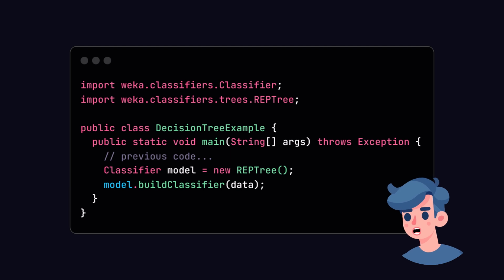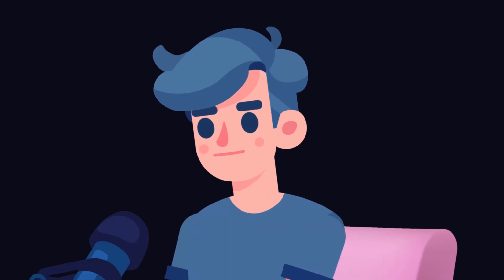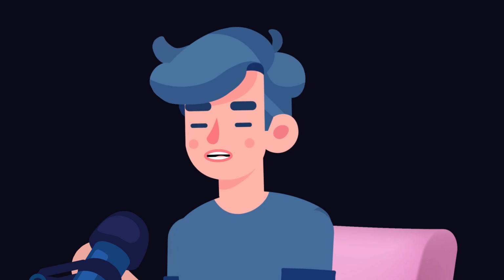Next, we will build the decision tree model. We'll create an instance of the Weka.classifiers.trees decision stump to train our model on the dataset. We used REP tree, which is a decision tree implementation that provides regression capabilities in Weka.